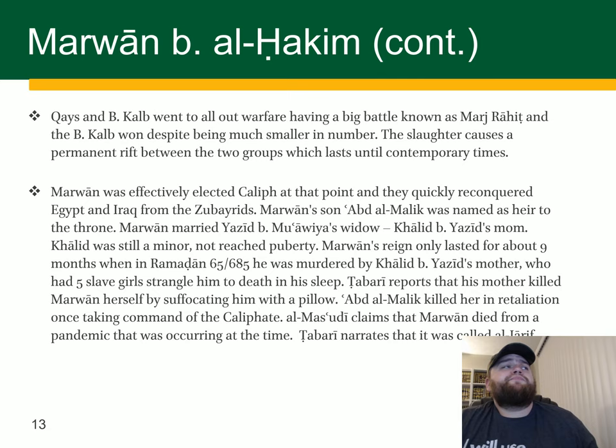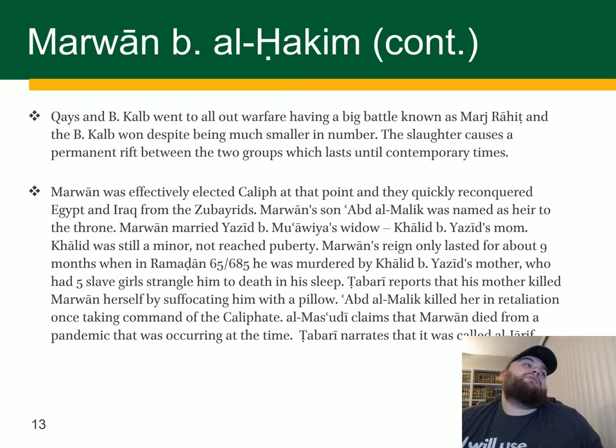And so Marwan was basically elected caliph at that point, and he quickly reconquered Egypt and Iraq, which had been conquered by the Zubayrids. And Marwan's son, Abdul Malik, was named as heir or successor to the throne. Marwan married Yazid bin Muawiyah's widow, who was known as Khalid in the sources, and so Khalid bin Yazid's mom.